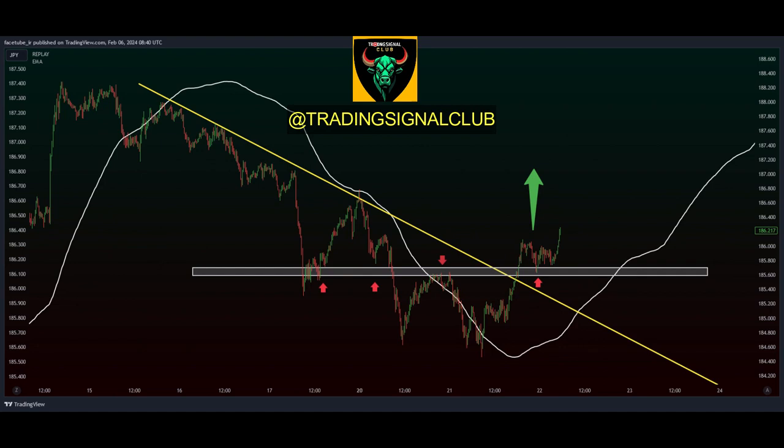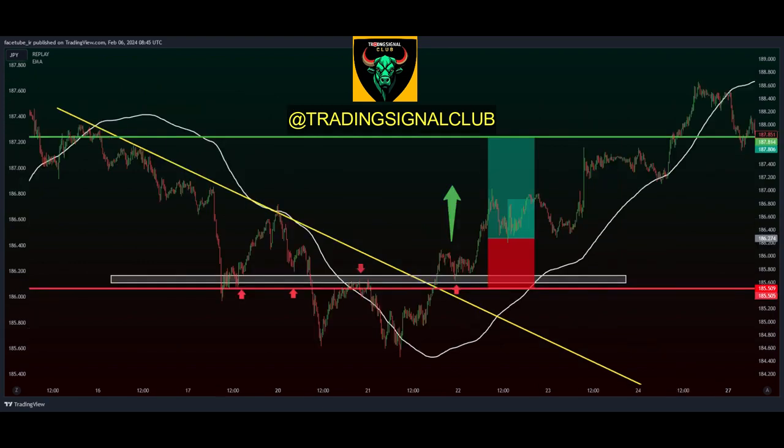Once the pullback is complete, you can enter a long trade and place your stop loss just below the last low. You can also set your risk and reward at a 2-to-1 ratio. Congratulations, as you can see, your trade is closed with a profit, and you have taken your cut from the market.